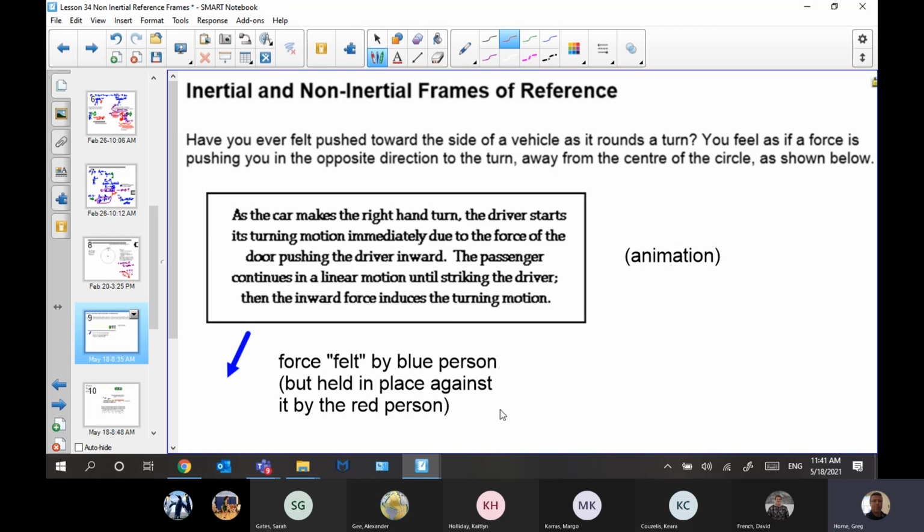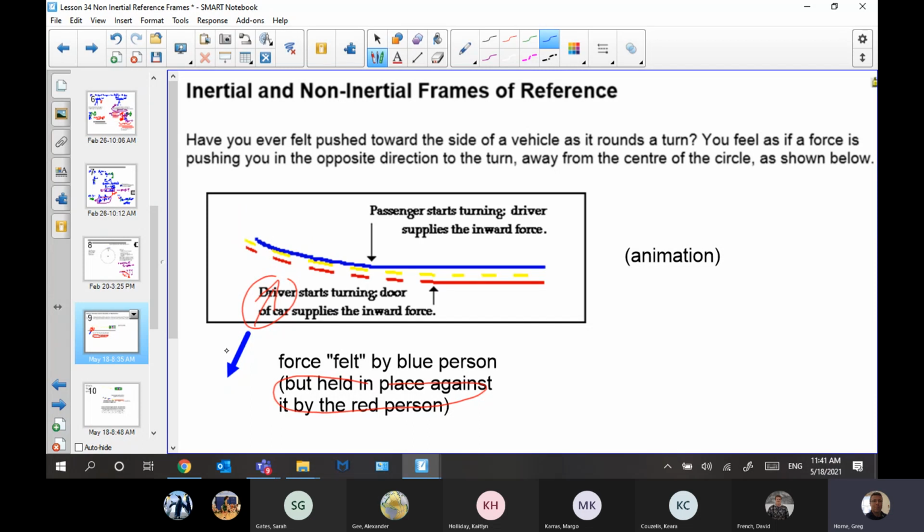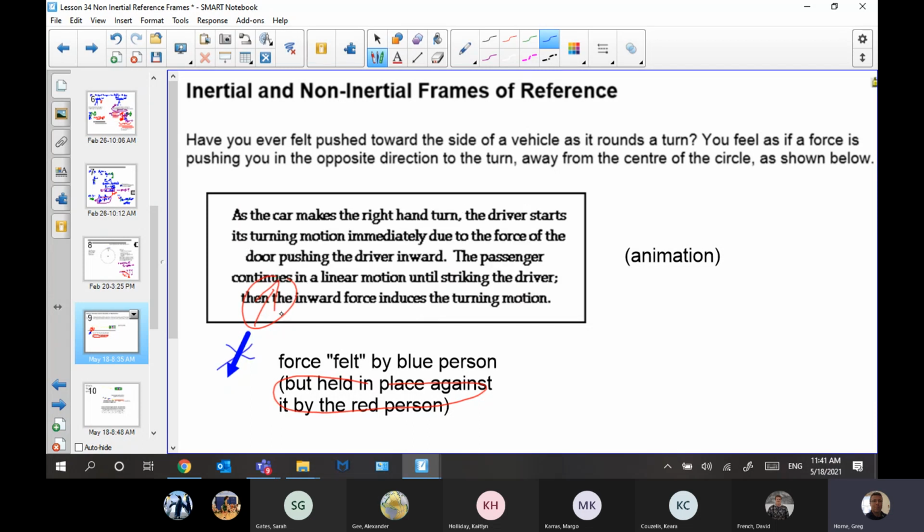So what's really going on here is that being held in place by the red person gives you that actual applied force that's towards the center. So this one is fictitious, right? This is the fictitious force. It doesn't really exist. This applied force by the red person in the direction of the circle is the real force.